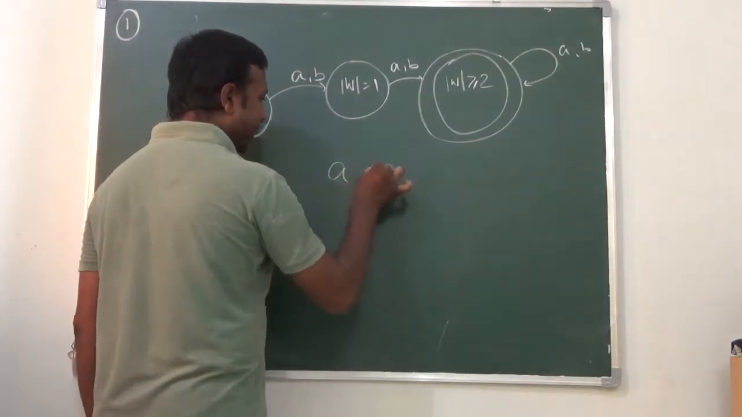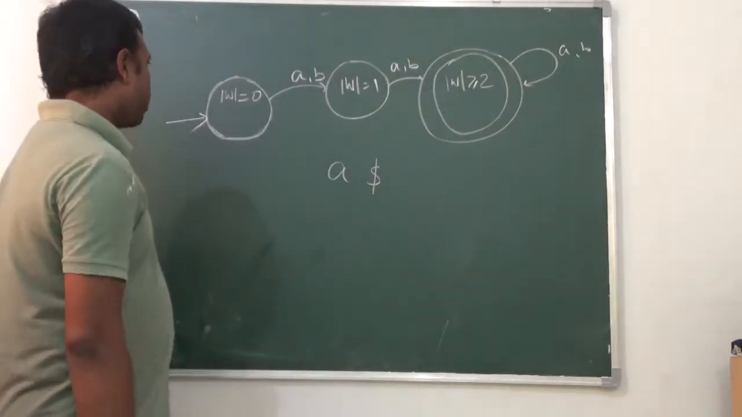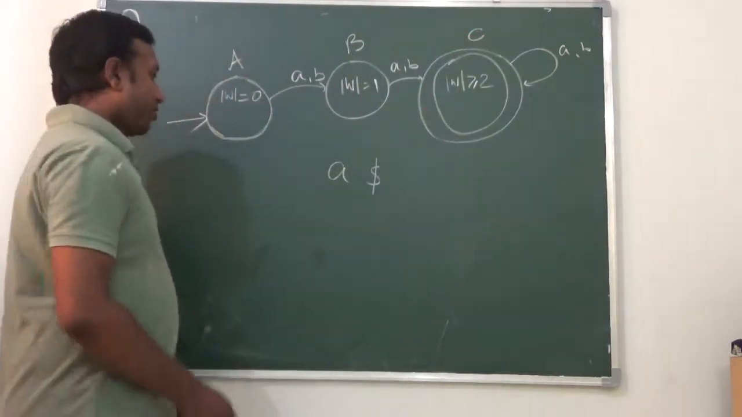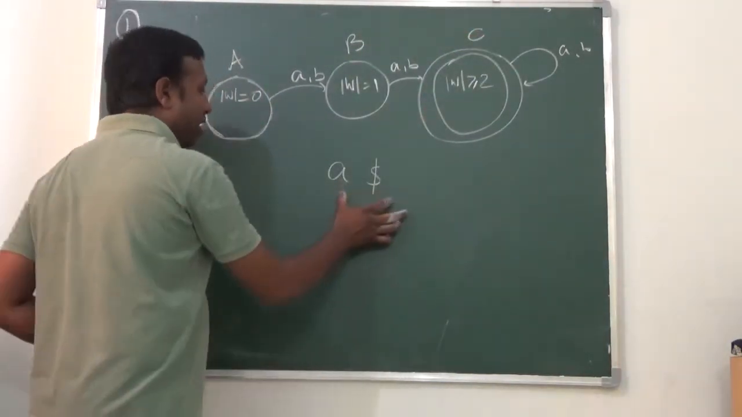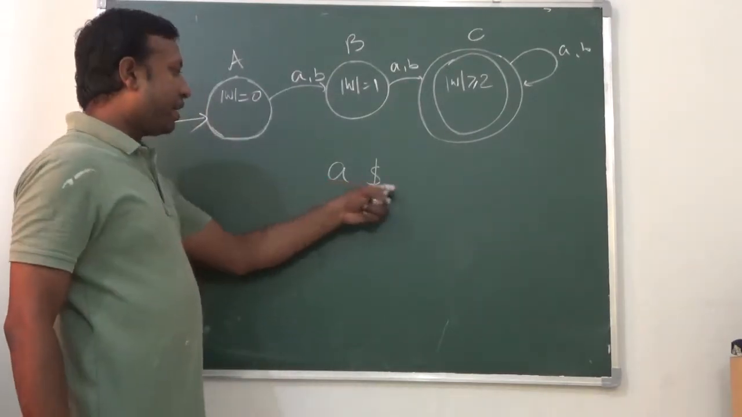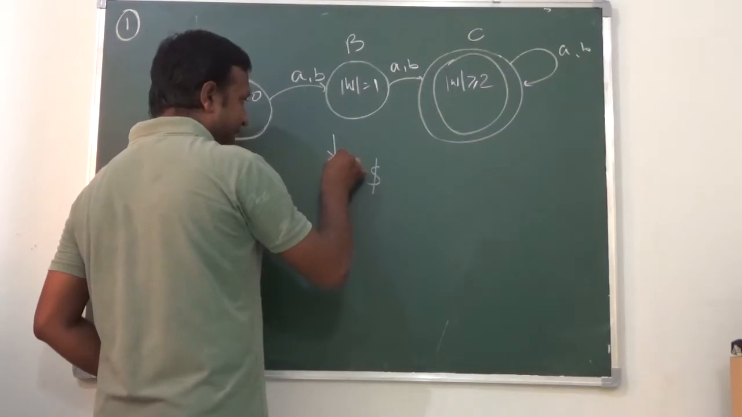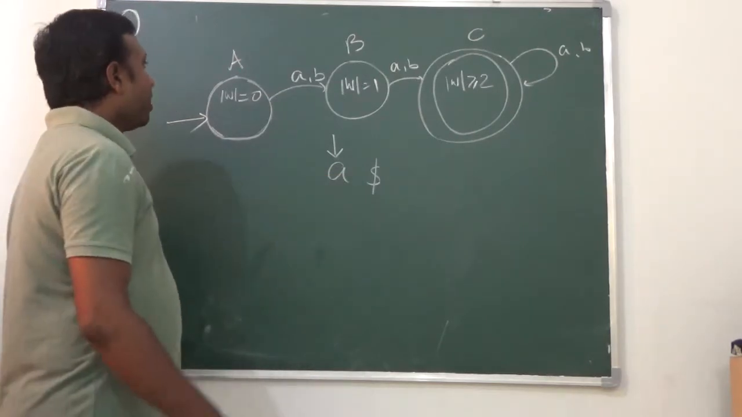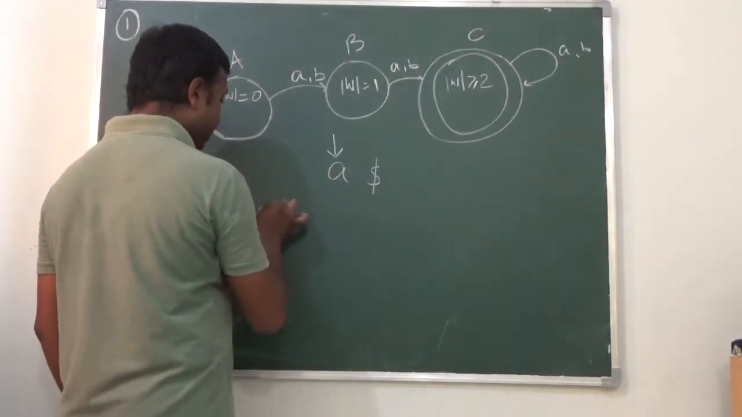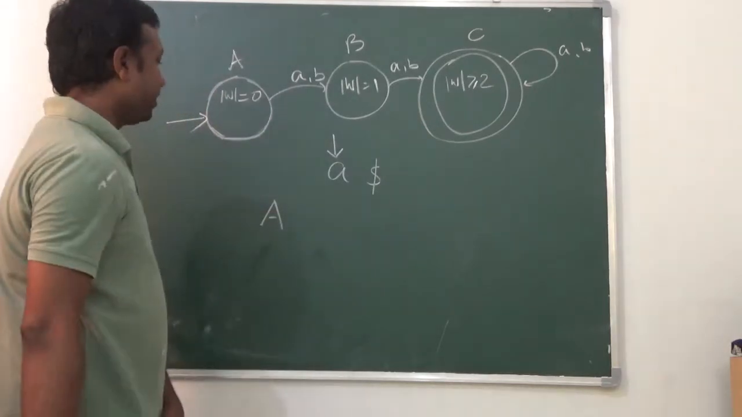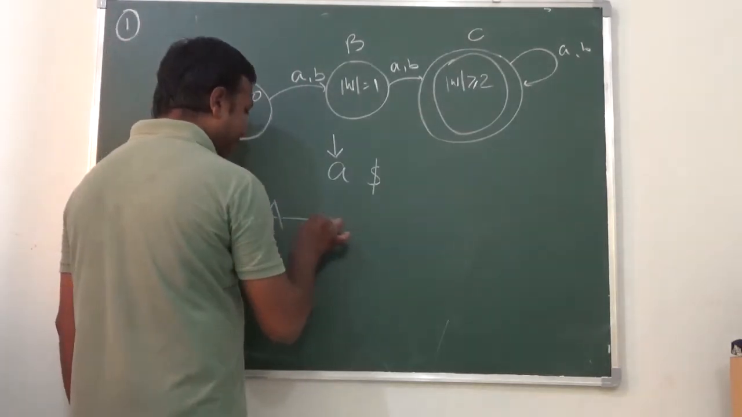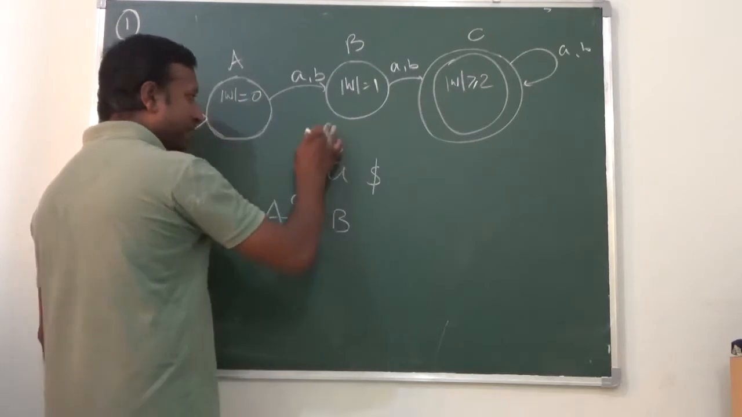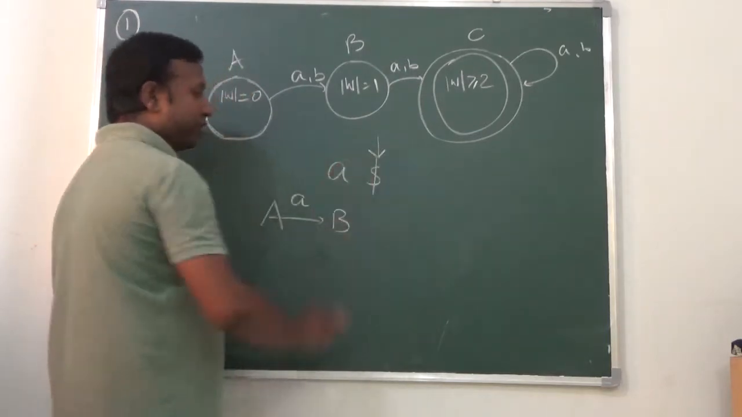So let's see how it works. Suppose the input is A followed by the end marker $. Let's give the names A, B and C to the states. Initially the read head is pointing to the leftmost cell, that is A, and the start state is A. From A I am reading A, and then I am moving to state B, and the read head will move to the next location.